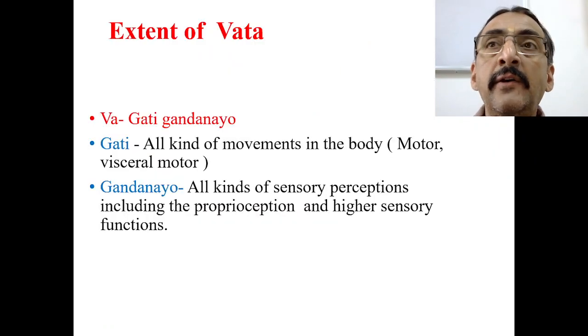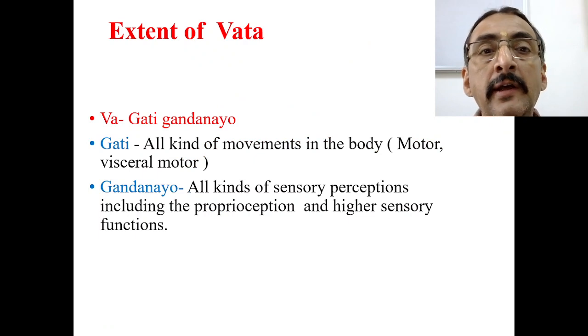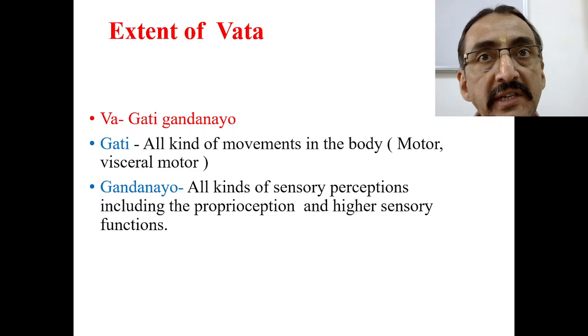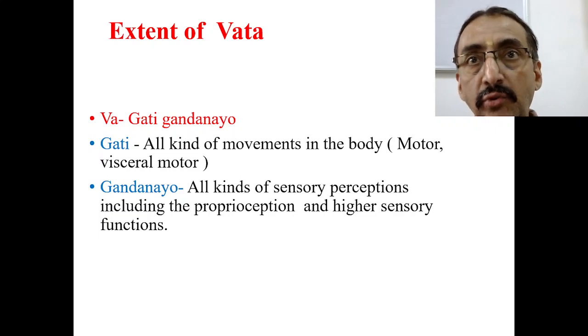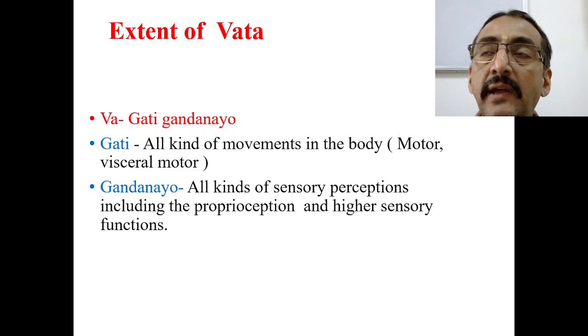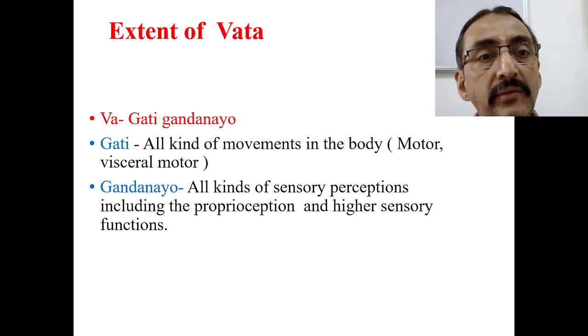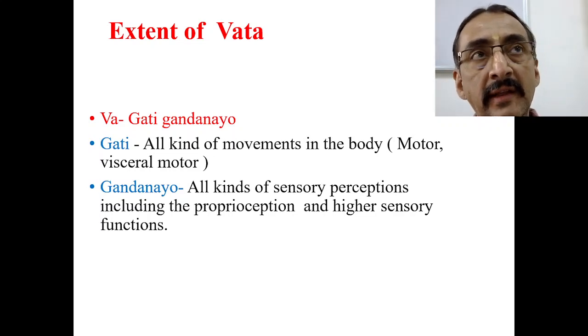My dear friends, we have been discussing the role of Panchakarma in neurological disorders in children. Let us see the next class, that is how to understand this Vata in relation to neurological problems. Now, if you look into the derivation, it is very clear: Va Gati Gandhanayor, isn't it? So there are two components. One is Gati and another one is Gandhana.